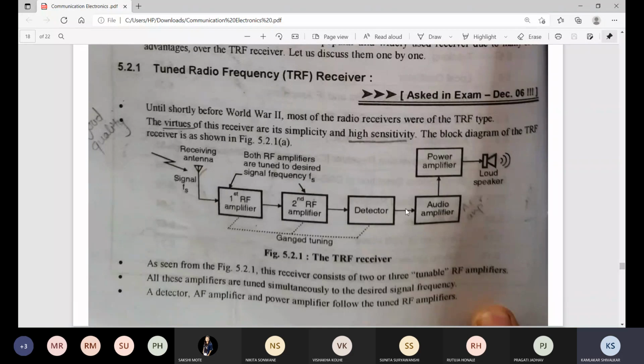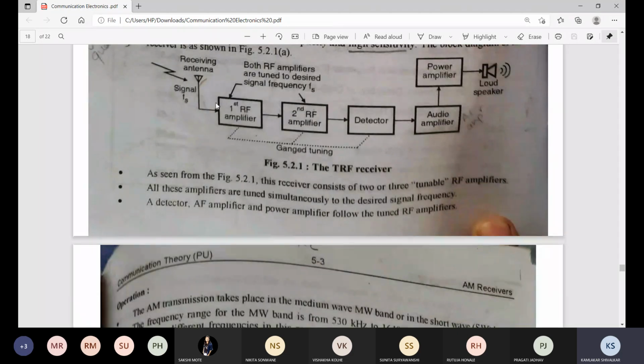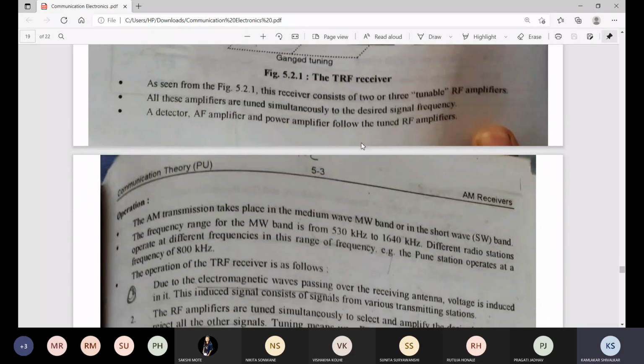Then audio amplifier amplifies that audio signals and they transfer to the power amplifier. At this stage the signals are amplified up to desired level, and that signals are transferred to the loudspeaker, and at the loudspeaker they can reproduce the audio signal. Okay, the original data असेल that will be reproduced at this stage. ठीक आहे, मला वाटतं हे काल आपण घेतलेलं आहे, जस्ट रिपीट केलंय मी.